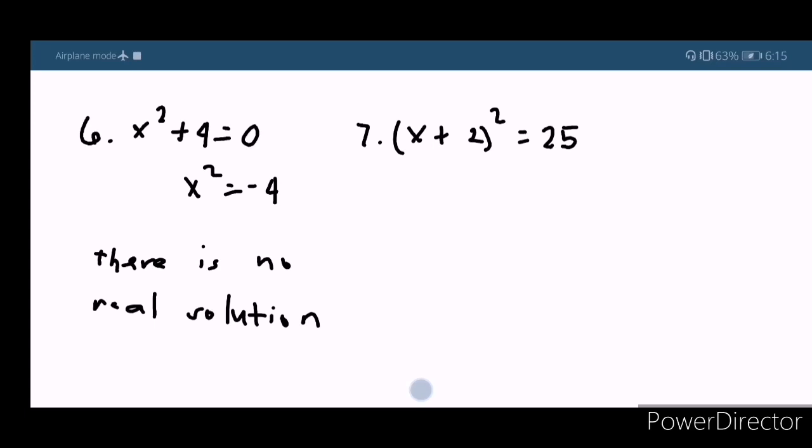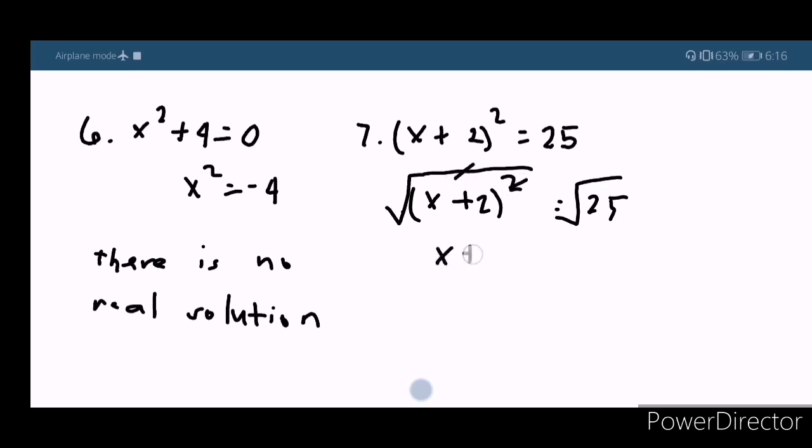How about this one? We have the quantity of x plus 2 squared equals 25. So, what we're going to do? Kunin muna natin yung square root nila both sides. Okay. So, makakancel lang yun. Ang matitira natin ay x plus 2 equals positive or negative square root of 25, which is 5. So, positive or negative 5.